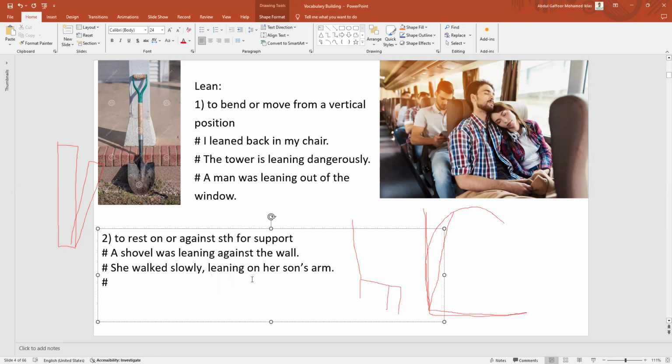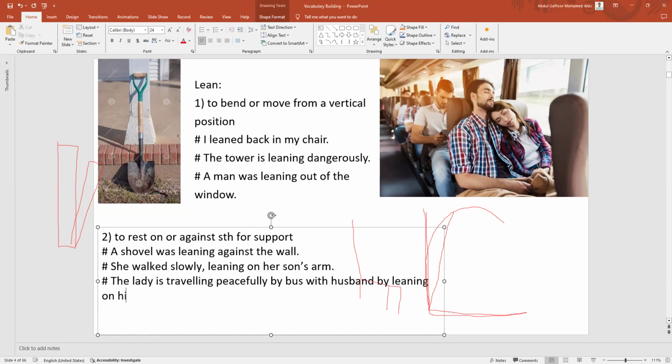So we can say: the lady is traveling peacefully by bus with her husband or boyfriend, leaning on his shoulder. Likewise, we can make sentences, right?